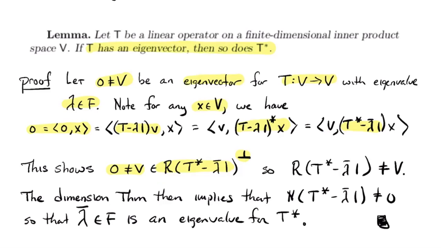All right. So that means in particular that the range is not all of V, because if its perpendicular space is not 0, it can't be the entire vector space. The only subspace whose perpendicular space is 0 is the entire vector space. Right? So if that range isn't everything, well, the dimension theorem, reaching way back into our theory, implies that the null space can't be 0, because the dimension of the null space plus the dimension of the range has to add up to the dimension of V. So the dimension of the null space has to be at least 1. And if that null space of T star minus lambda bar isn't 0, it means it has a non-zero vector in it. So it means that lambda bar is an eigenvalue for T star. Okay, so that proves the lemma.